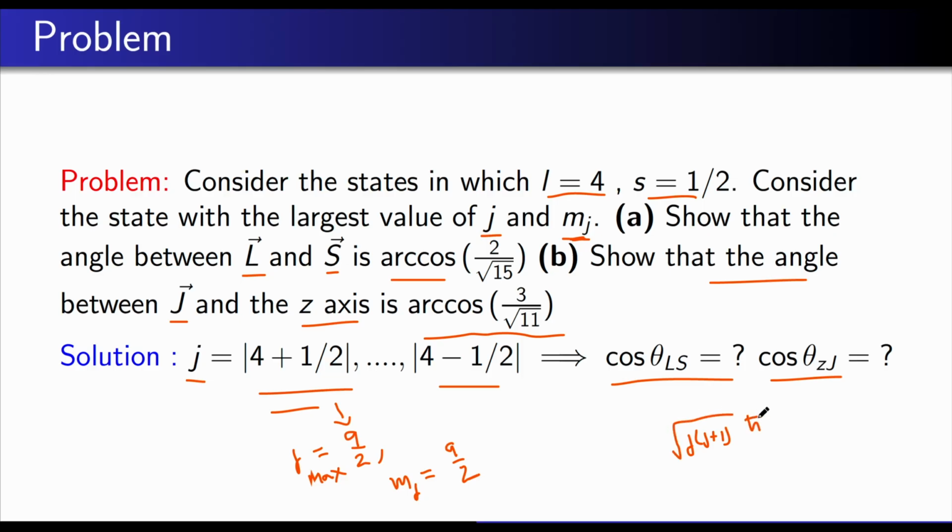cos theta zJ is equal to Mj h bar divided by the magnitude of J. We know this, so from there we can easily find cos theta zJ.